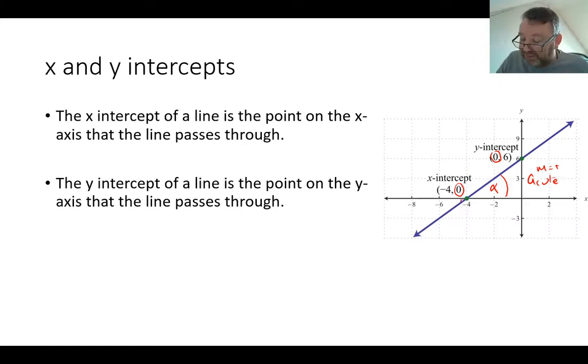So where it cuts the x axis, the y value will be 0. And where it cuts the y axis, the x value will be 0. So if you're cutting the x axis, you will get a number for x and 0 for y. If you're cutting the y-axis, you'll get a number for y and 0 for x. But how do we find out where a line cuts the x and the y-axis?